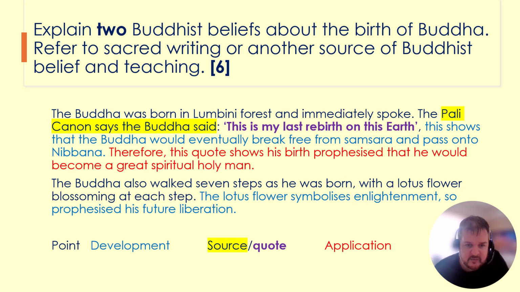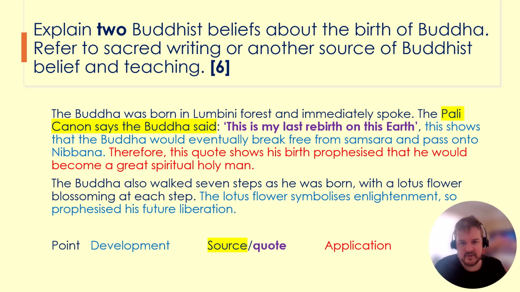The next part highlights the Pali Canon says the Buddha said, "This is my last rebirth on this earth." Not only have they given a quote, they have said where that quote is found. That is essential for that additional mark there. The light blue shows the developments of the points being made. So this shows that the Buddha would eventually break free from samsara and pass on to nirvana. However, in the point where you've given the quote and named the source, you also have to apply how that quote applies right back to the question, in this case the birth of Buddha. So here it says, therefore this quote shows his birth prophesies that he would become a great spiritual holy man.